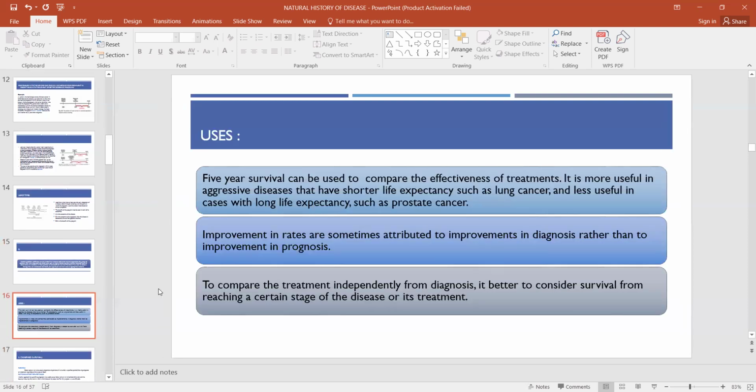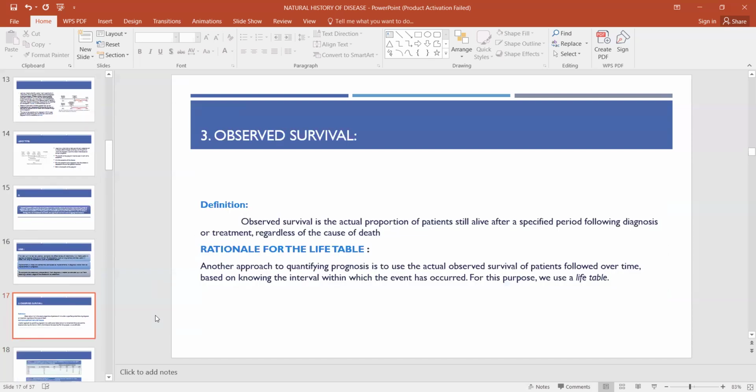Now the uses of 5 year survival. 5 year survival can be used to compare the effectiveness of treatment. It is more useful in aggressive diseases that have shorter life expectancy, such as lung cancer, and less useful in those cases with long life expectancy, such as prostate cancer. Improvements in the rate are sometimes attributed to improvements in diagnosis rather than to improvement in prognosis. To compare treatments independently from the diagnosis, it is better to consider survival from reaching a certain stage of the disease or its treatment.